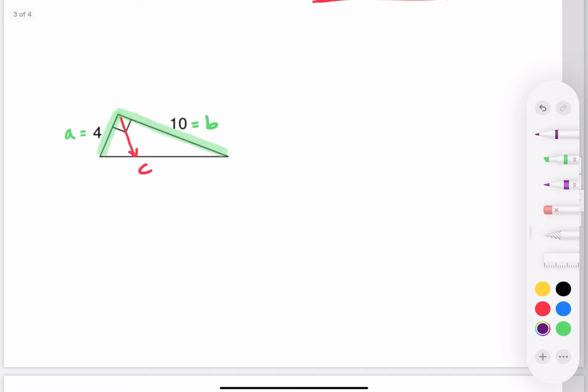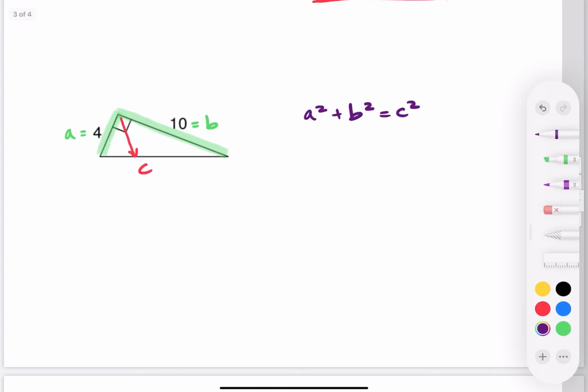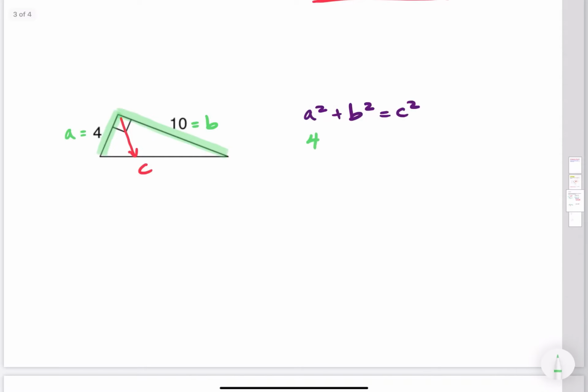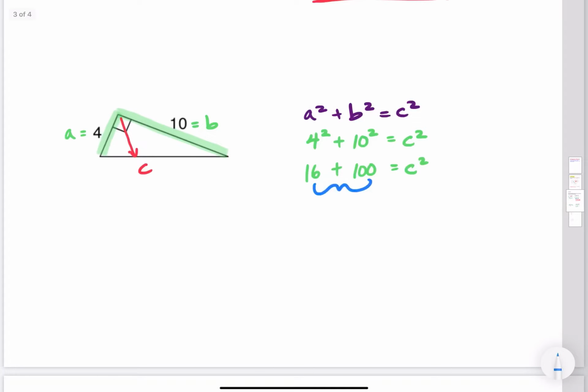All right, so we're going to use that Pythagorean theorem: A squared plus B squared is equal to C squared. And we just plug and play. We substitute what we know. A is 4, so 4 squared, plus B, which is 10, so 10 squared, is equal to C squared, because we don't know what C is. Then we just solve. 4 squared is 16. 10 squared is 100. We'll bring down the C squared, and add the 16 and 100, giving us 116 is equal to C squared.